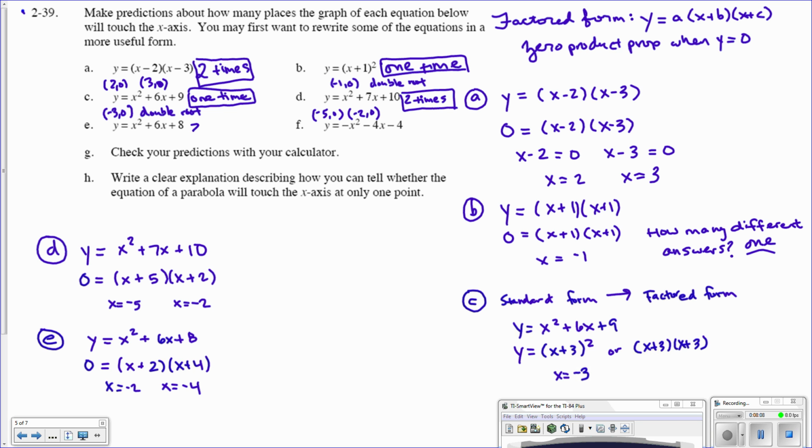So we're going to say this is going to intersect 2 times. And our points are -2, 0 and -4, 0. And f, let's look at f now. Another function in standard form. We have y equals the opposite of x squared minus 4x minus 4.